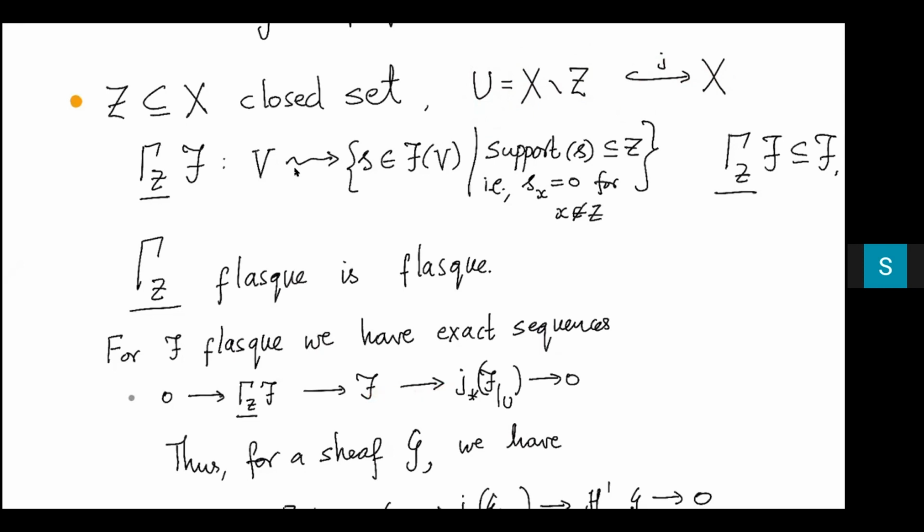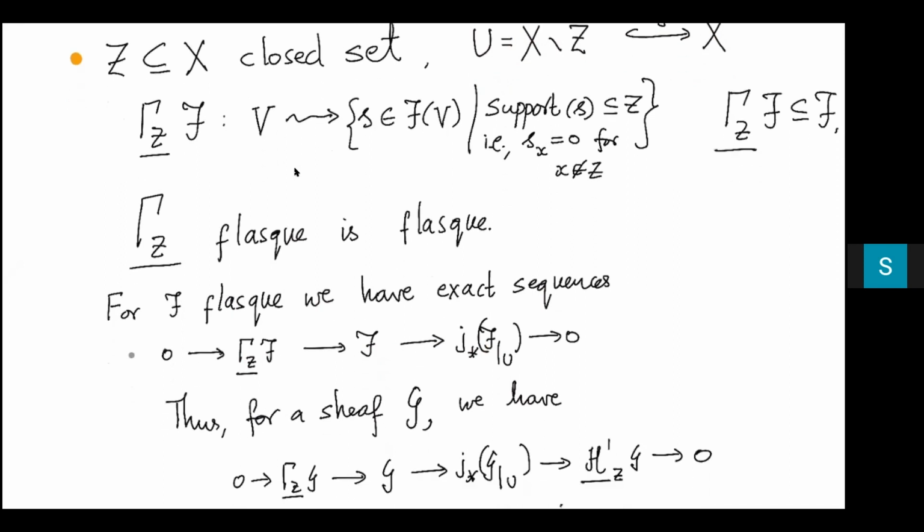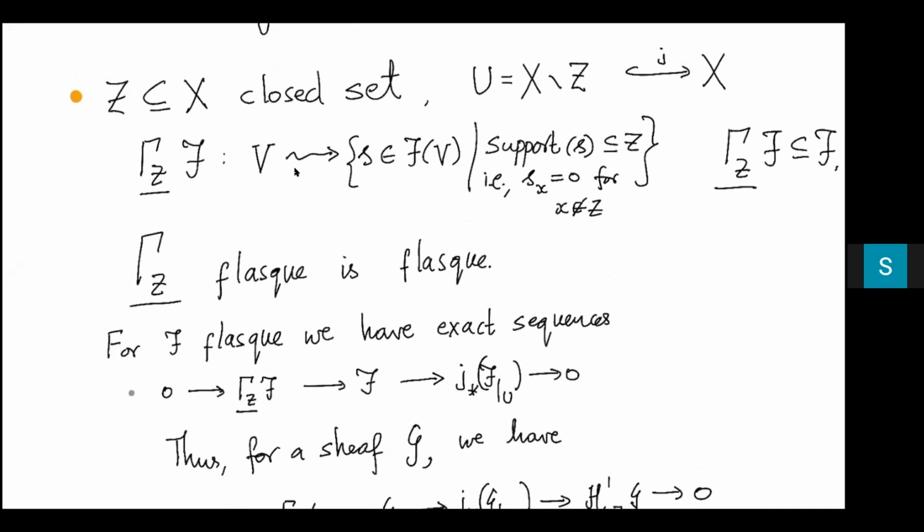Its kernel, you can see, is that any section which is supported on Z will go to 0 here, because the support lies in the complement of U. So one can see that. However, the exactness at the last step depends on F being flasque.